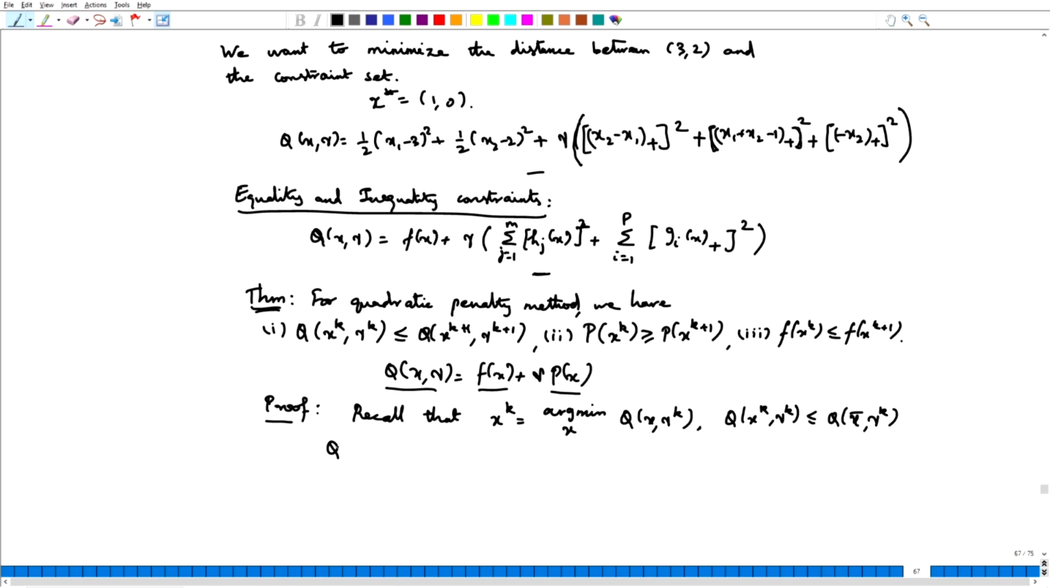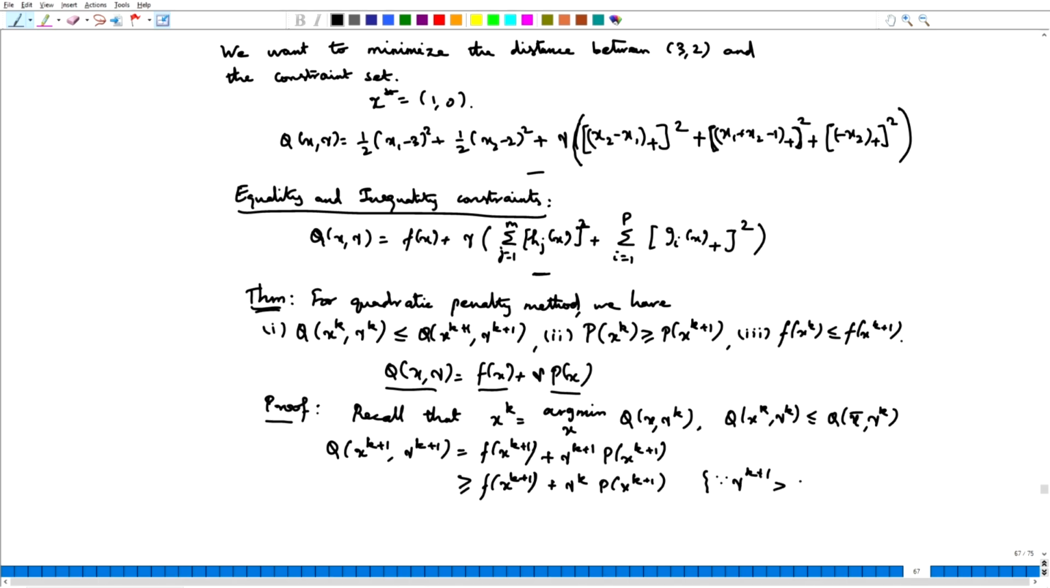Note that q of x k plus 1, gamma k plus 1 is equal to f of x k plus 1 plus gamma k plus 1 into p of x k plus 1. This is greater than or equal to f of x k plus 1 plus gamma k p of x k plus 1. That is very simple because gamma k plus 1 is greater than gamma k, and p of x k plus 1 is obviously non-negative, since it is a sum of squares. So when you substitute gamma k plus 1 by gamma k, the left hand side is greater than or equal to the right hand side.